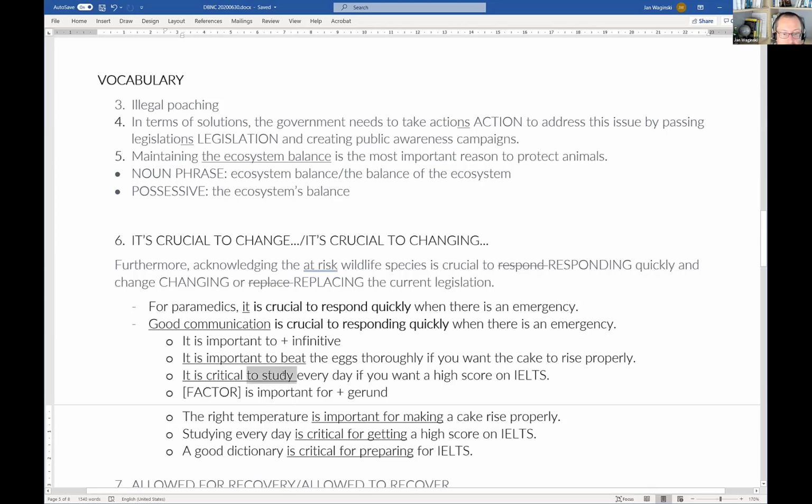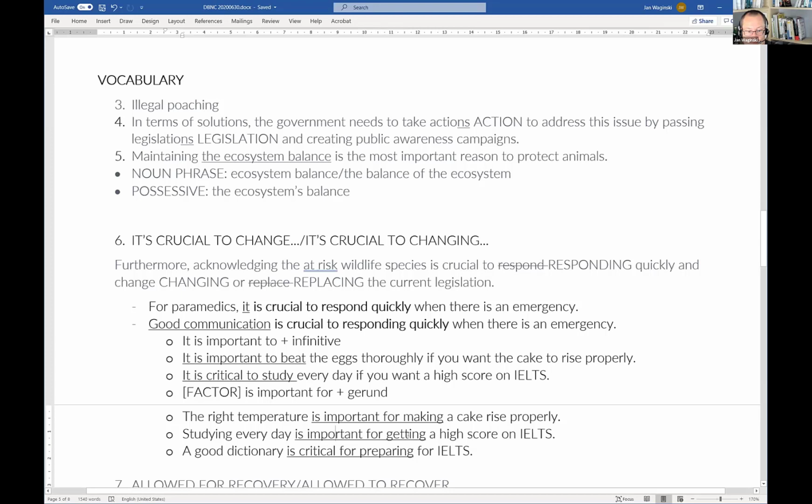But the opposite here won't work. It's critical for studying every day. Okay. That's not going to work. Studying every day is critical to get a high score. Studying every day is critical. But if we do this, studying every day is important for getting a high score in IELTS. Studying every day is important to get a high score on IELTS.